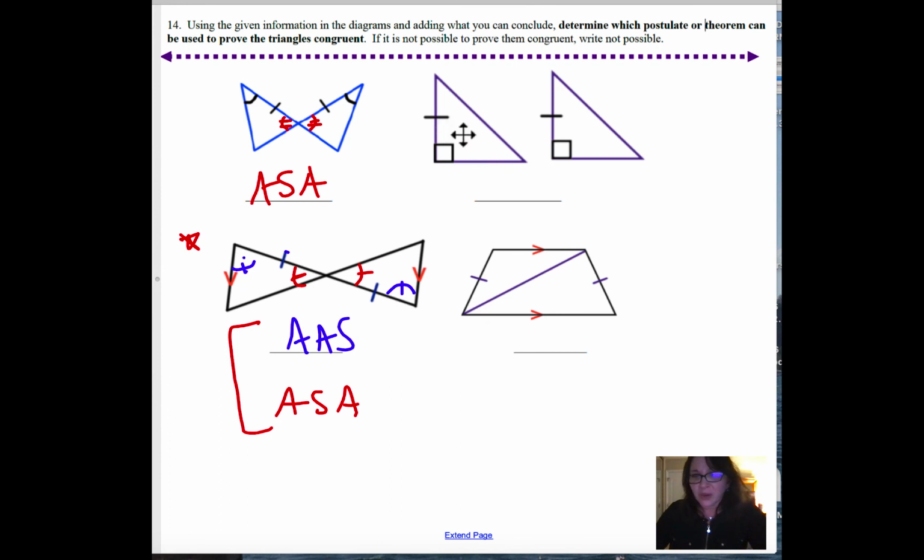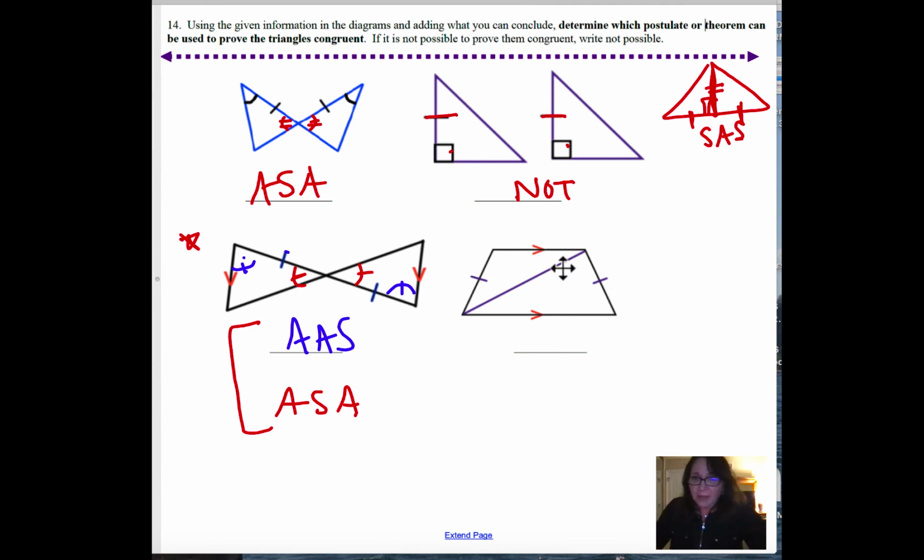For this one up here, we have a right angle congruent to a right angle. We have a leg congruent to a leg. That's it. This one is not possible because we don't have enough information. Maybe if this was flipped around and it looked like this, where this is a right angle, this leg was congruent to this leg, and this leg here was congruent to itself by the reflexive property, they would be congruent by side, angle, side, but this one isn't going to work.